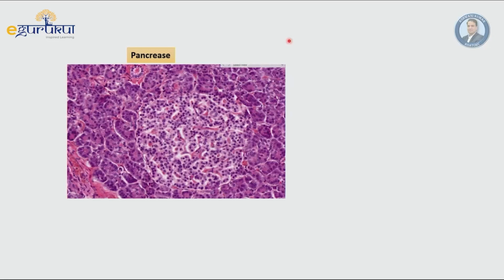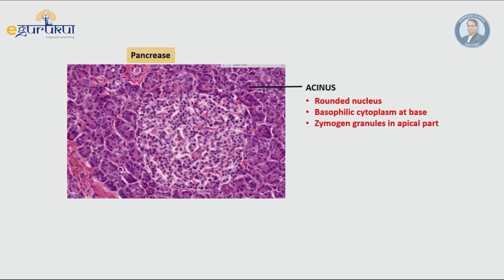What you see in the pancreatic slide, here you will see the acinus. Now these acini have rounded nuclei present in them, and they are basophilic. You can see the color over there. The cytoplasm is basophilic, which is predominantly toward the basal side. It is more basophilic toward the basal side of the cell. And we do have the zymogen granules present in the apical region of these cells.